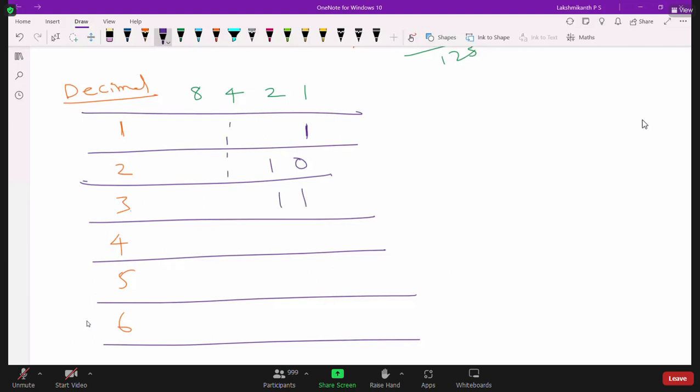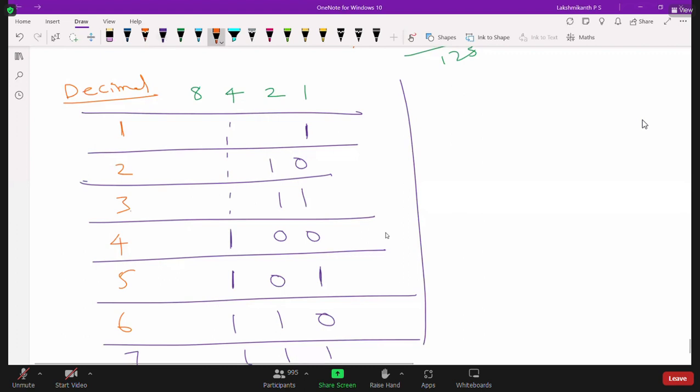4 means 4 is needed, so 1, and 2 and 1 are not necessary: 1, 0, 0. 5 means 4 is required, 1 is required, 2 is not needed, so 1, 0, 1. 6 means 4 plus 2, so 1, 1, 0, and 1 is not required. 7 is 1, 1, 1. All the place values are there.